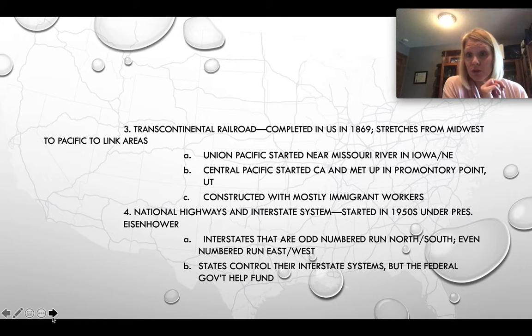We have two interstates that run through North Dakota. I-29 is an odd number, so odd numbers run north and south. Even numbers run east and west. And so we have I-94 running through North Dakota. That is an even number. It runs east to west. And you can really see that throughout all of the United States. You can understand how that works.